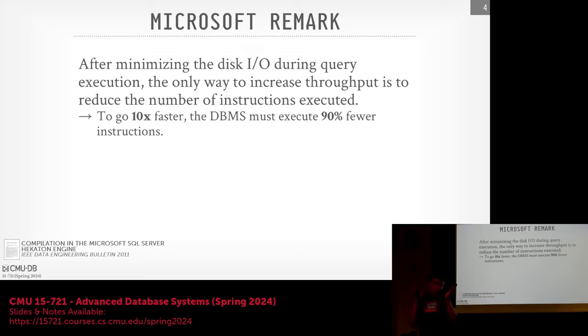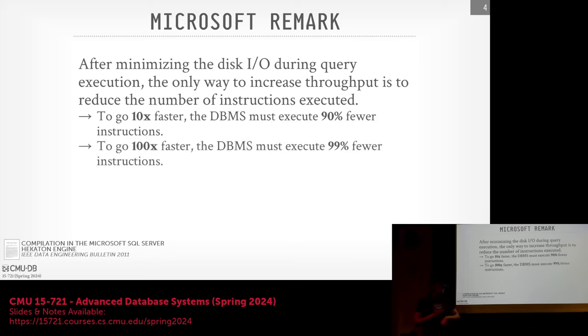It's not far-fetched that we could achieve this. But if you want to build a system that goes 100x faster, now you're down to really cutting the bone, because now you've got to execute 99% fewer instructions than what you were doing before, right? And there isn't a flag in GCC like -O100 that's going to achieve this for us. It's going to be through careful engineering, and this code specialization and compilation stuff we're talking about today is how we can actually achieve that, right?